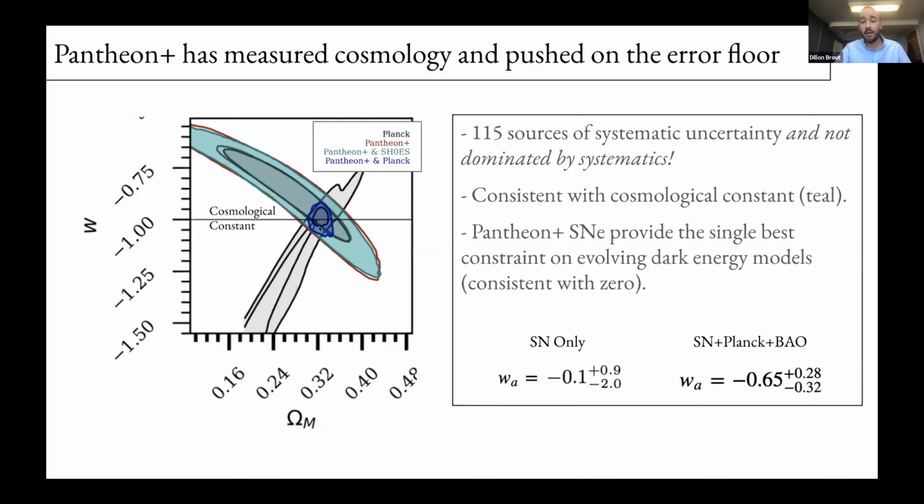So it is totally ethical to combine with Planck in this scenario, and you get something that does look like lambda CDM or the cosmological constant. If we open up to evolving dark energy models, we are still consistent with 0, and it's an exceptionally good constraint. Well, not that good, but compared to other probes, it certainly is. And that's largely because we get to see the universe at redshift 2 when it was matter dominated, and at redshift 0 when it's dark energy dominated, and we get this really nice view of the universe evolving.